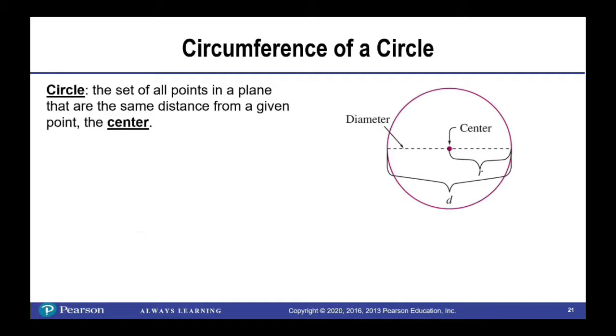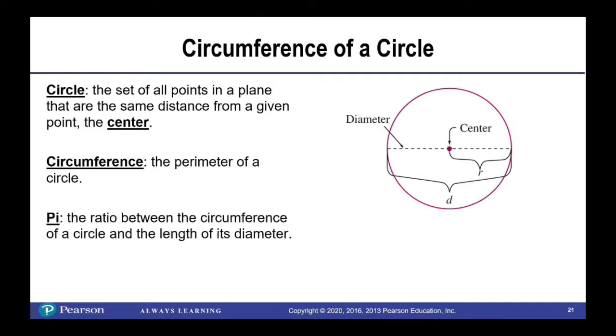A circle is the set of all points in a plane that are the same distance from a given point, called the center. The perimeter of a circle is called the circumference. And pi is the ratio between the circumference of a circle and the length of its diameter. So pi is 22 over 7, or we shorten that to 3.14. Pi is what we consider an irrational number. It's a decimal that never stops and never repeats. But many times you'll see pi rounded to 3.14.